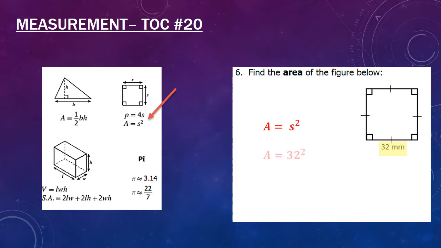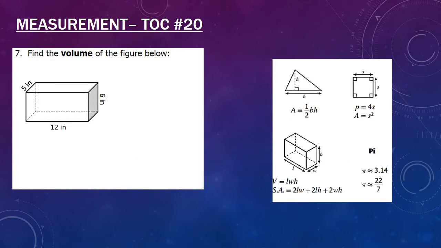Plug in your 32 as your side length. 32 squared, remember this is the same as 32 times 32. And if I plug that in my calculator, I get 1024. And it's area, so it is millimeters squared.